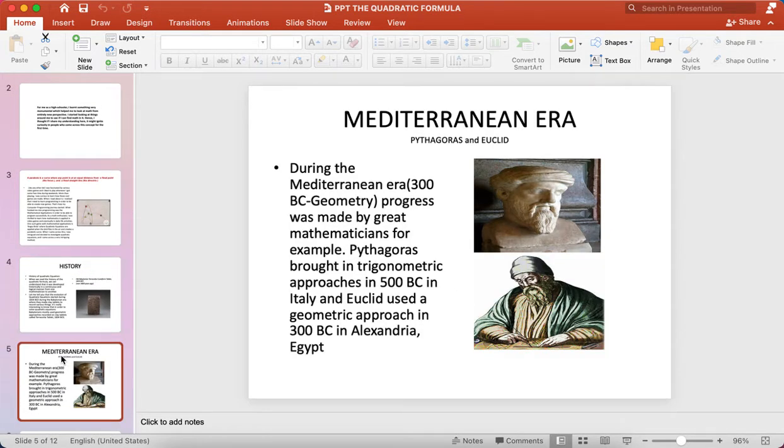Now, this is the Mediterranean era. This was led by two great mathematicians, Pythagoras and Euclid, where Pythagoras brought in a trigonometric approach and Euclid brought in a geometric approach.